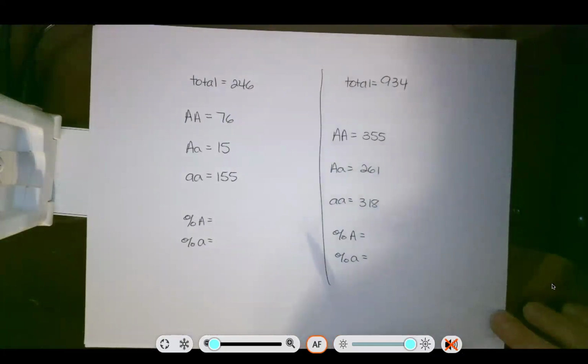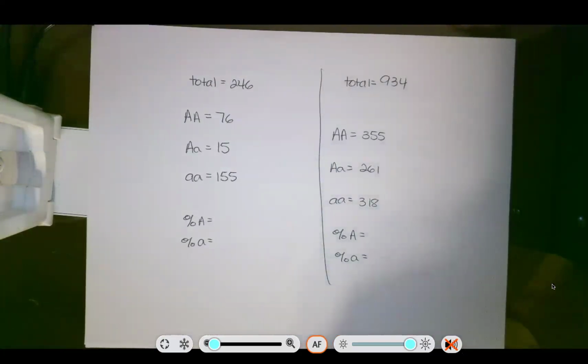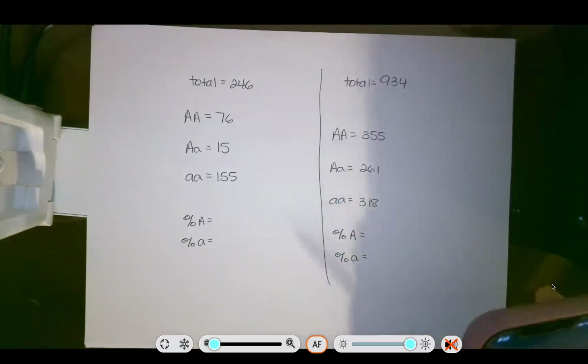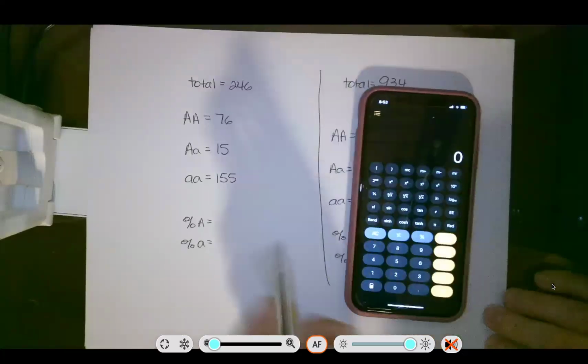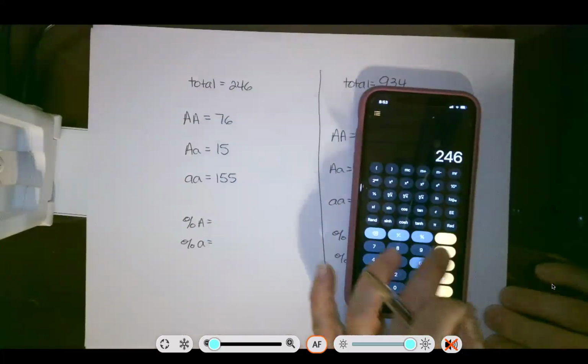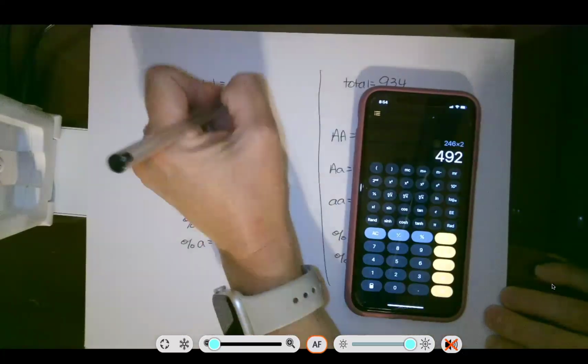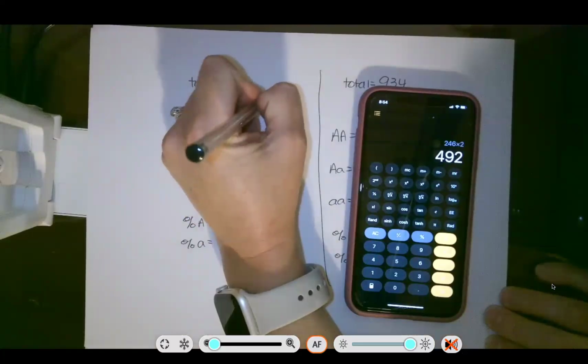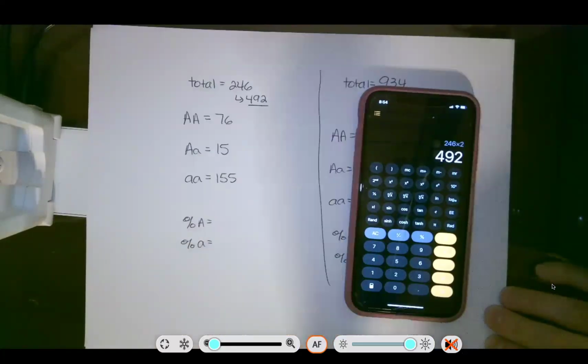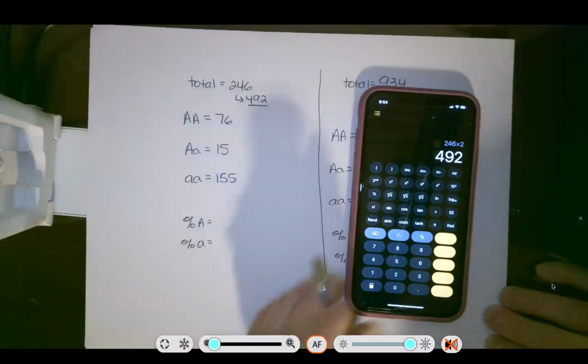Okay, so this population, we'll say these are, I don't know, squirrels. This population, we have 246 squirrels. So those 246 each have two alleles, one from each parent. So that's a total of 492 alleles. Again, that's what's going to go on the bottom when we get down here.